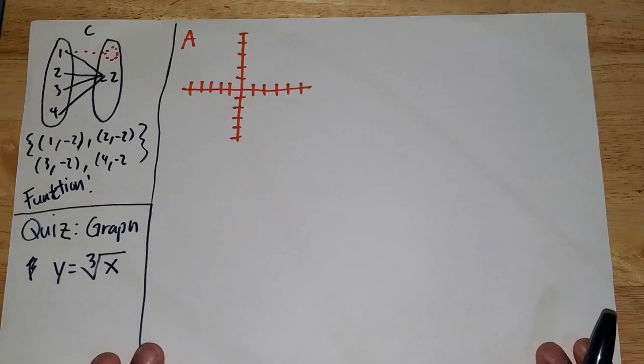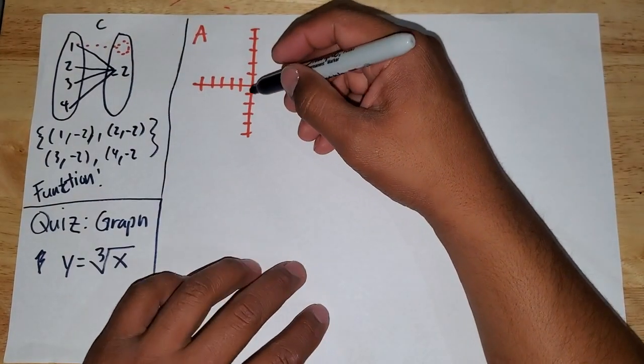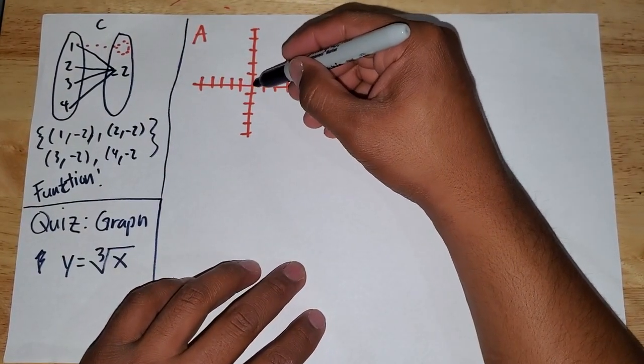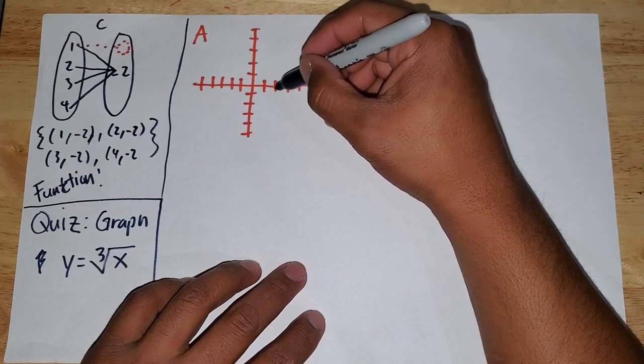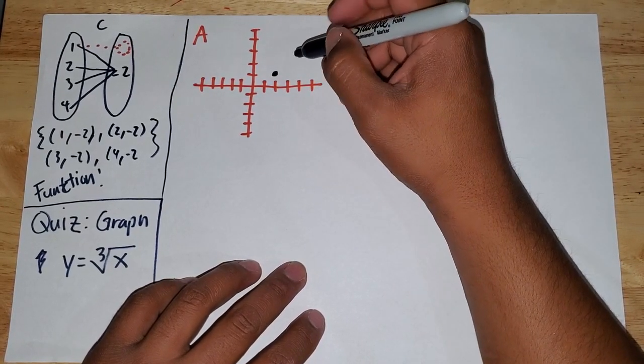So I'm going to graph them. Hopefully you have them, but I'm just going to look at the paper on my side. So the first ordered pair was (2, 1). So I move 2 to the right, up 2. So that's my first ordered pair.